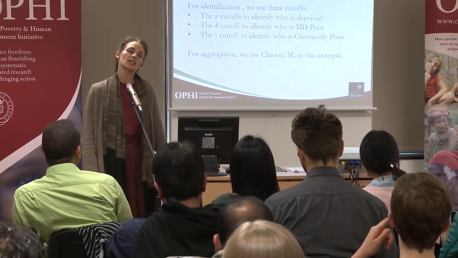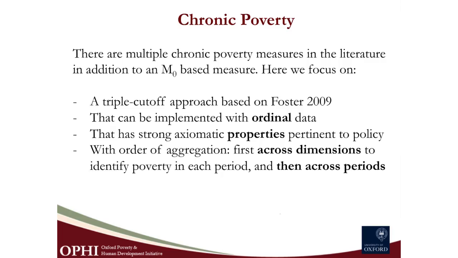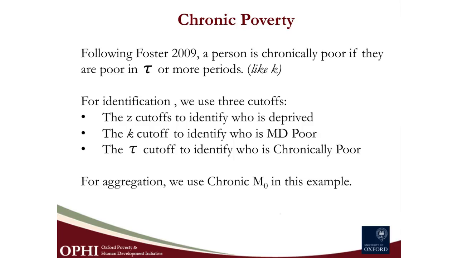So this actually builds on work that James Foster did in 2006 that was published in 2009 on a counting-based approach to identifying the chronically poor in unidimensional space. And what we have done is extend that approach to multidimensional space. And the characteristic of this is, first of all, it's applicable as the M0 is for ordinal data. And second, instead of being a dual cutoff approach, using deprivation cutoffs, Z, and your poverty cutoff, K, this is a triple cutoff approach in which we add tau, a cutoff of the chronically poor, which looks at the duration, or the proportion of periods in which they experienced multidimensional poverty.